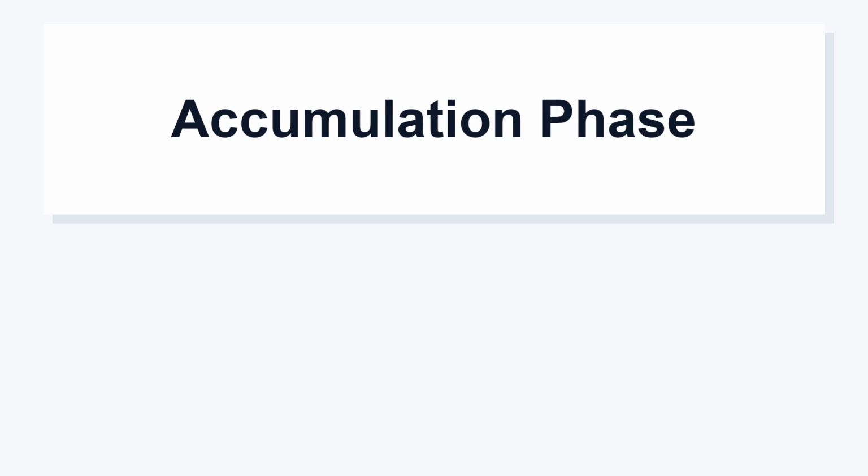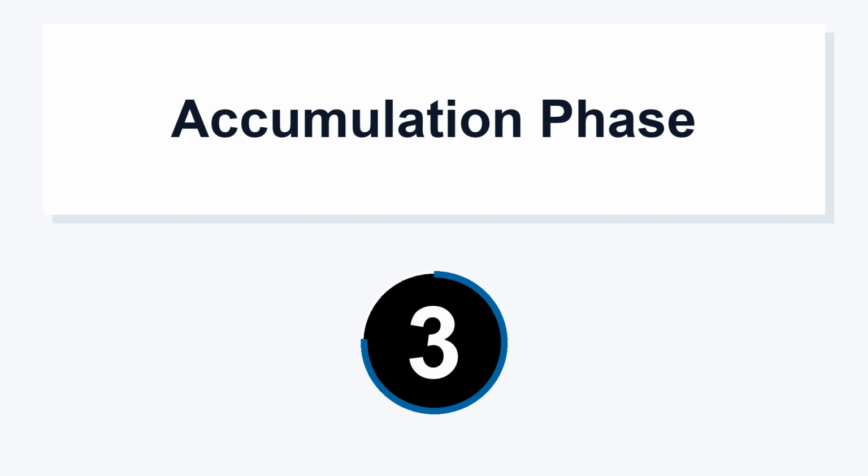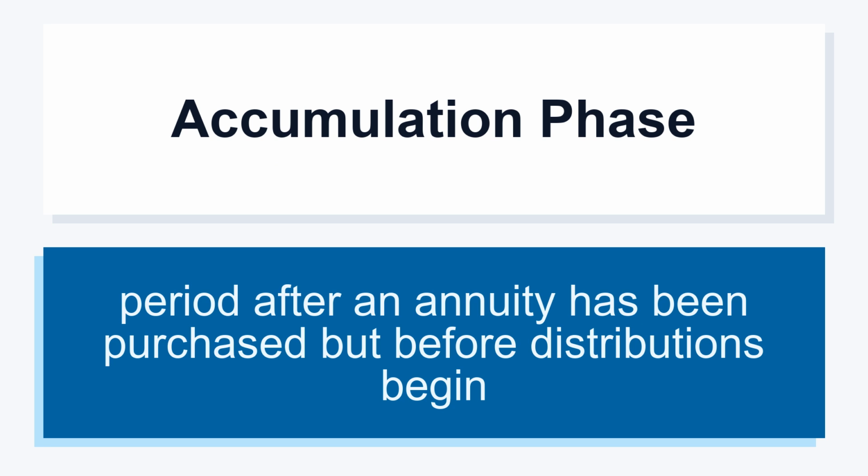Accumulation phase: period after an annuity has been purchased but before distributions begin.